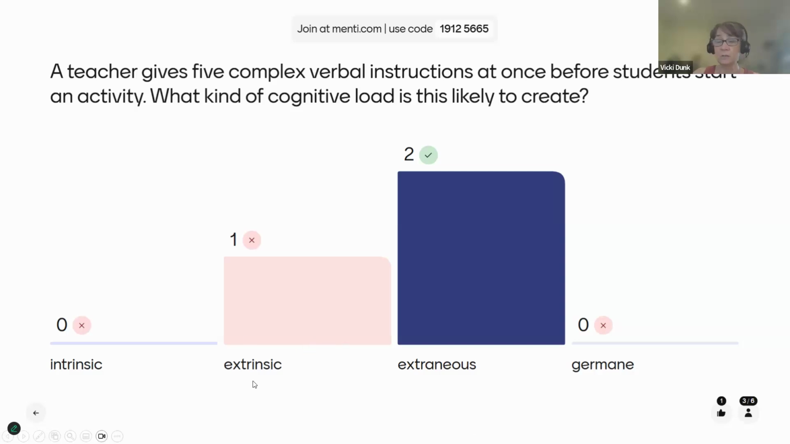Now, I'm just going to talk about extrinsic for a second. Extrinsic in this question was a red herring because when we talk about motivation, we talk about intrinsic and extrinsic motivation. But when we talk about cognitive load, we talk about intrinsic and extraneous cognitive load.